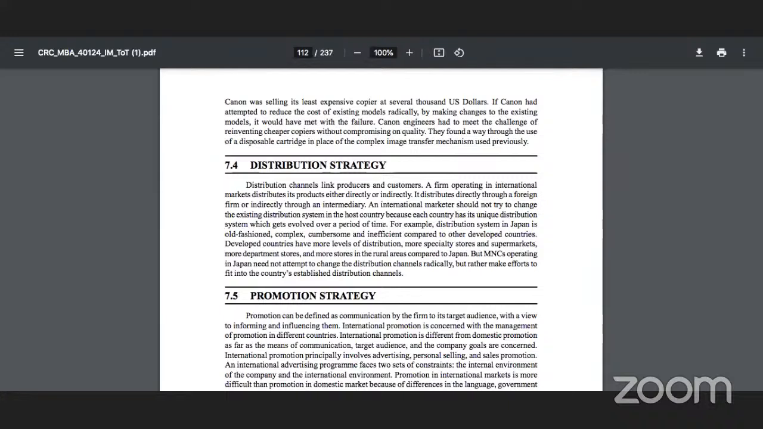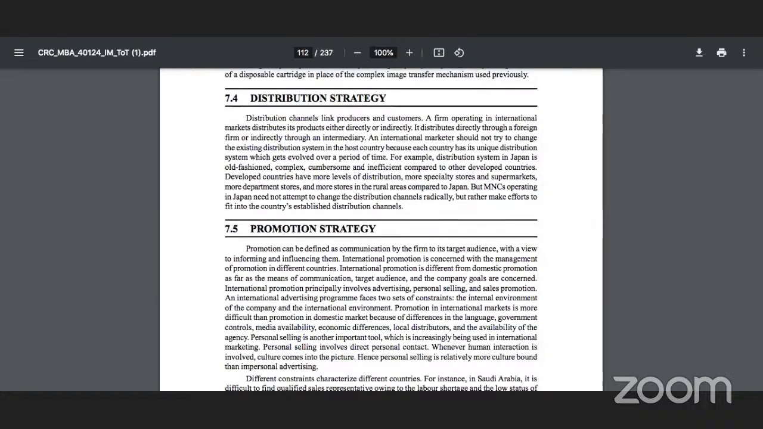So, what did Canon engineers do? They did a reverse engineering where they tried to meet the challenge of reinventing cheaper copiers without compromising on quality. So, they kind of rebuilt the product based on the pricing that they had set earlier. So that way they were able to navigate through this pricing dilemma.